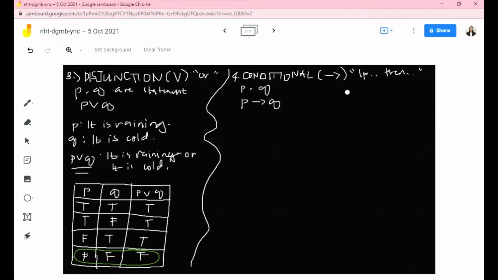Now for the conditional statement, it can only be false when your P is true, but your Q is false. So this will imply that your P implies Q is false. Again, in this case, there can only be one reason for it to be false, and that is when your P is true, your Q is false. Otherwise, it will be true. Now let's start making a truth table.